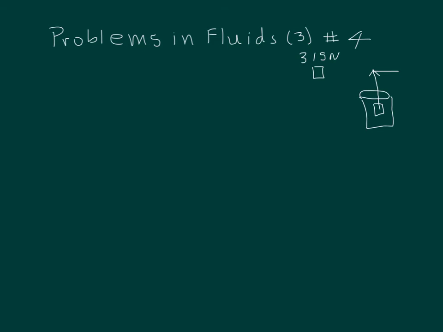Problems in fluids, 3. Problem 4. A certain object weighs 315 newtons in air. When tied with a thread to a balance and immersed in water, it weighs 265 newtons. When it is immersed in oil, it weighs 269 newtons. Find A, the density of the object, and B, the density of the oil.